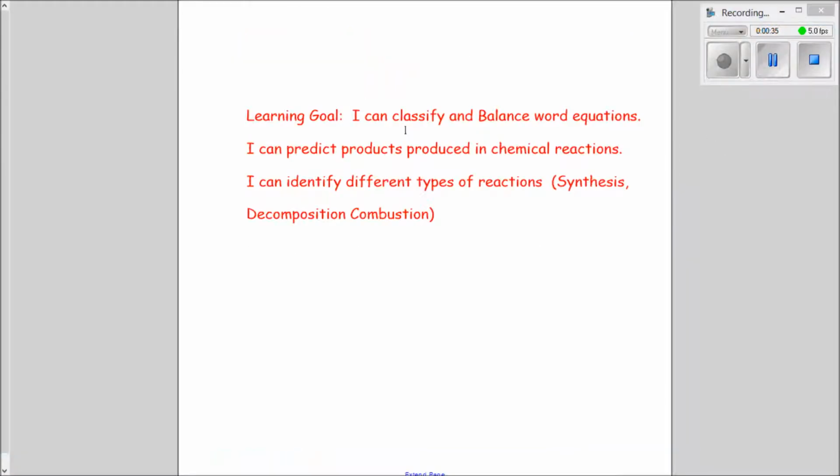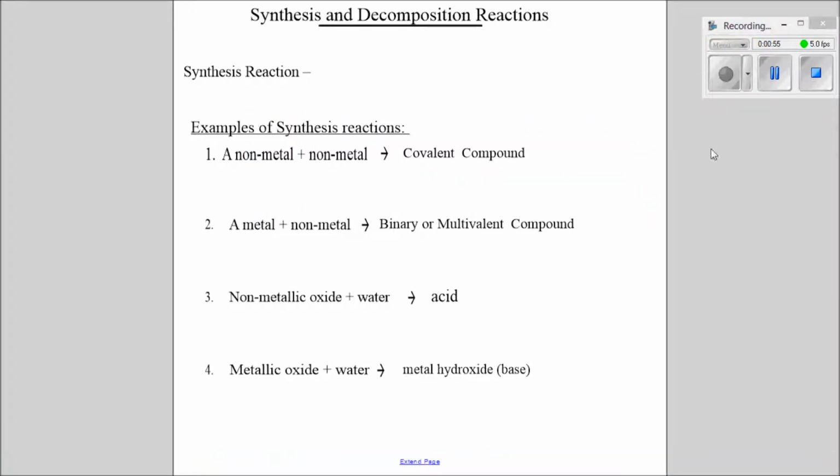So you've already learned how to classify and balance word equations, or sort of briefly classify. We're going to talk about this one a little bit more. But you are going to learn today how to predict the products in chemical reactions, specifically synthesis and decomposition, and actually identify synthesis and decomposition reactions. So let's begin and talk about synthesis and decomposition reactions.